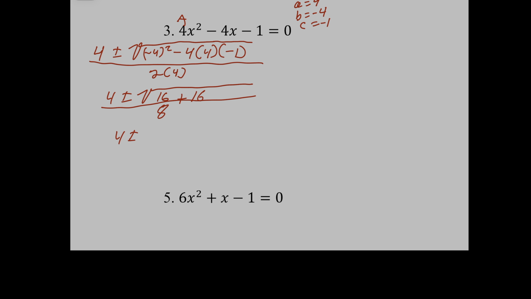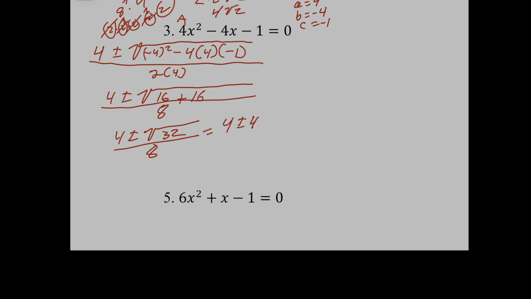That's going to become 4 plus or minus the square root of 32 over 8. Well, I bet I can break 32 down. I'm going to do it right up here. 32 is going to be 8 times 4. 8 we learned is 2 times 2 times 2. And 4 is 2 times 2. I got a bunch of 2's there, don't I? Okay, so there's a pair of 2's, pull it out. There's a pair of 2's, pull it out. And I got a 2 left over. So that's going to be 4 root 2.